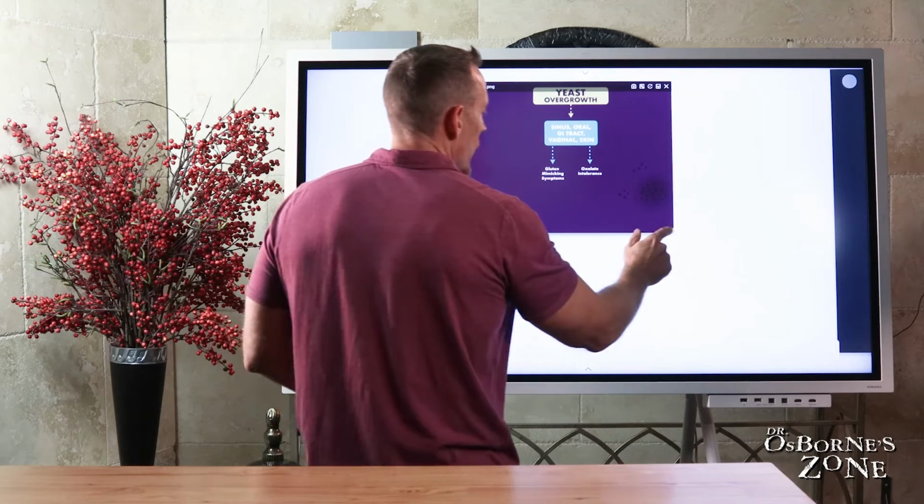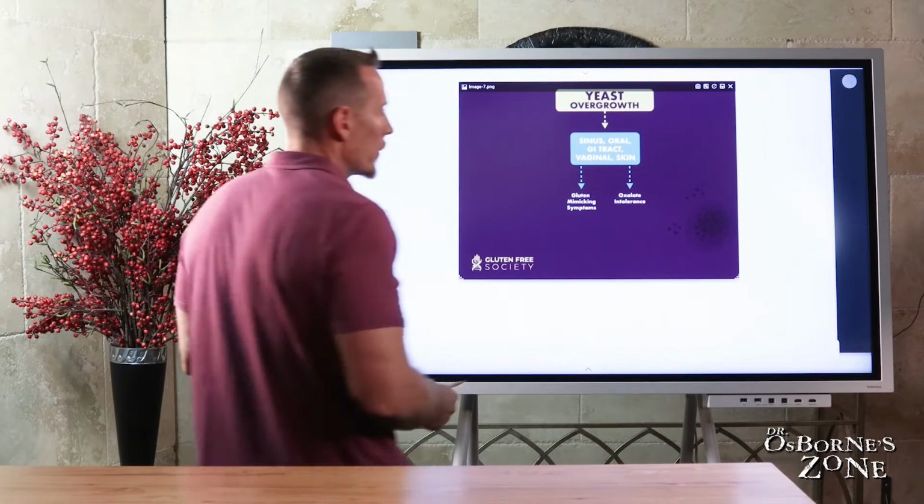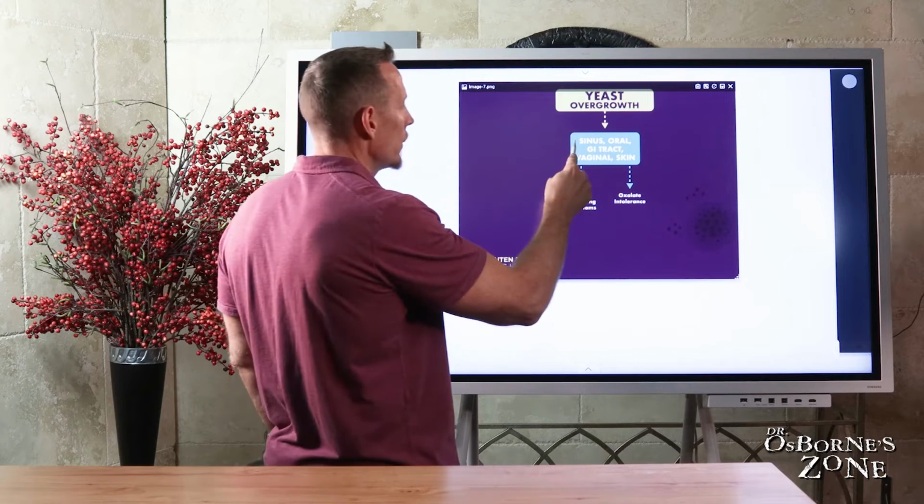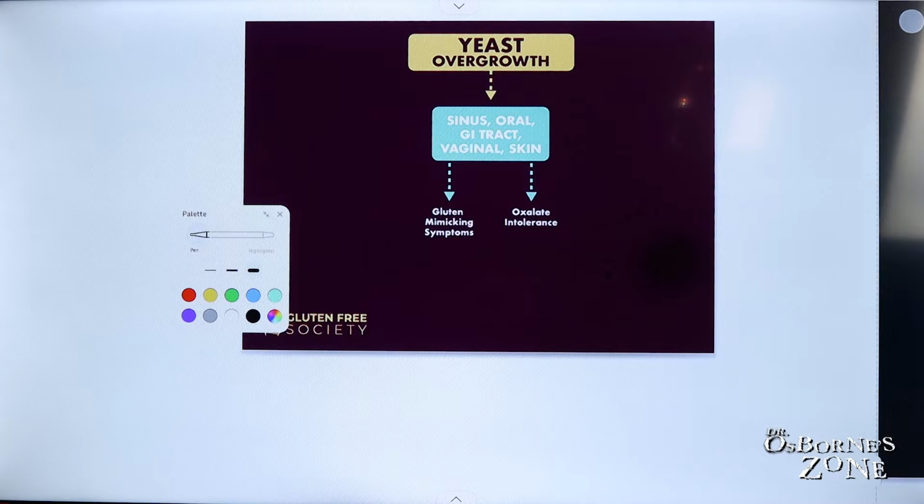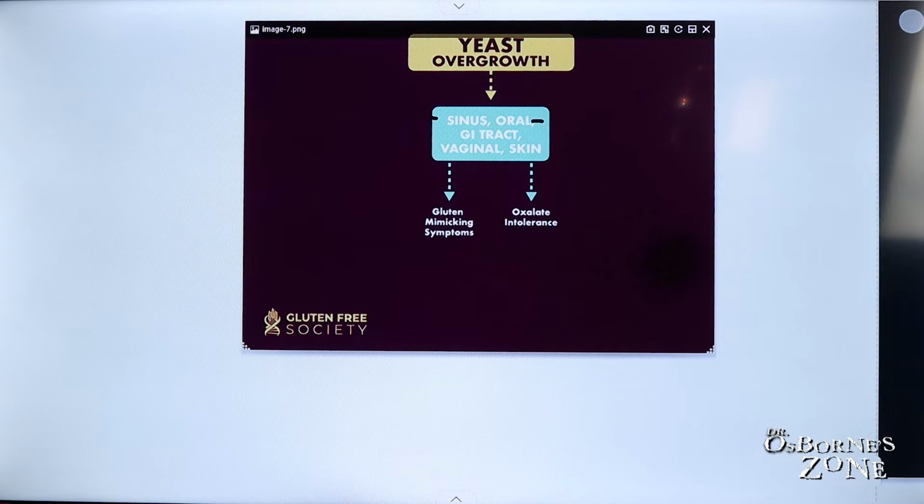You can see here beyond that, you've got a yeast overgrowth can happen in all of these tissues: the sinuses, the oral cavity, the GI tract, the vaginal lining, and the skin. You can get yeast growing on any one of these areas. And again, if it's happening in the gut, you can get the gluten mimicking symptoms, okay, which we just talked about. But there's another side effect here that I want you to understand, and that's oxalate intolerance.